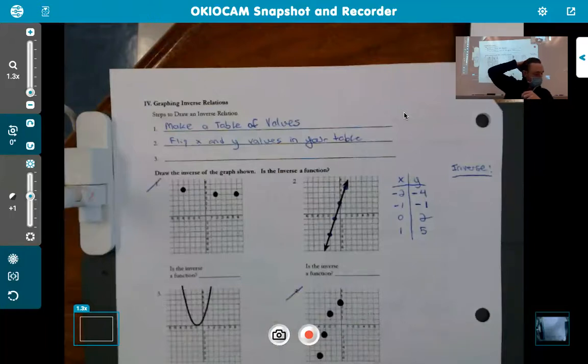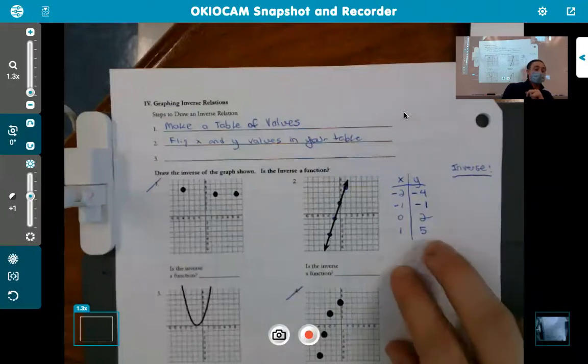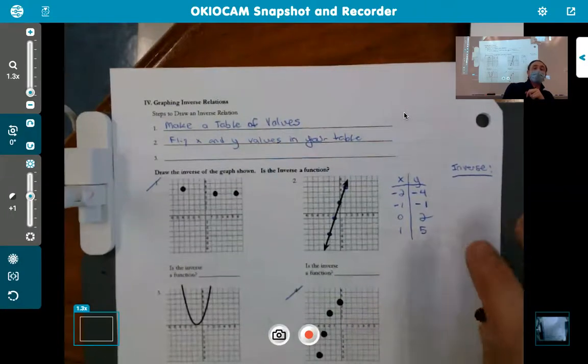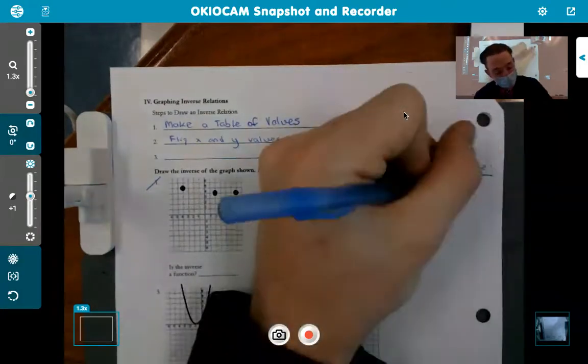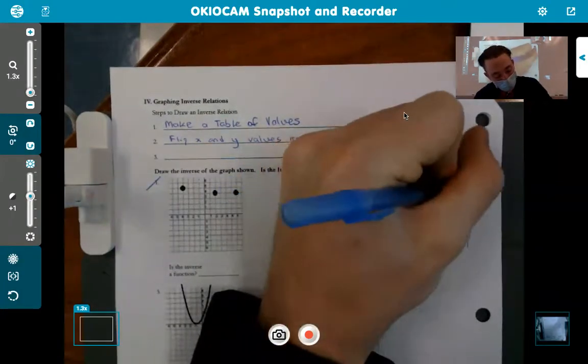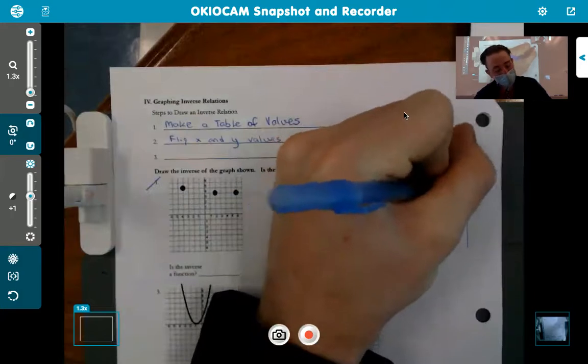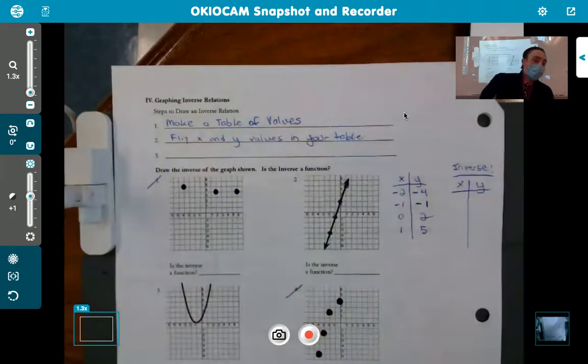Because when we flipped the X and Y values in our equation, that's what allowed us to solve for our inverse. But when we flip the X and Y values in our table, that's going to give us the points or the coordinates for our inverse graph. All right. So we'll go through and create another table of values, only now it's just going to be the opposite.